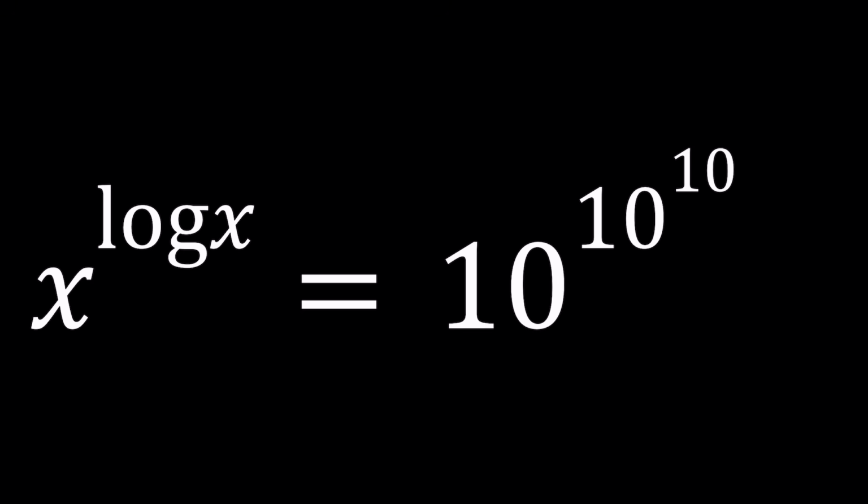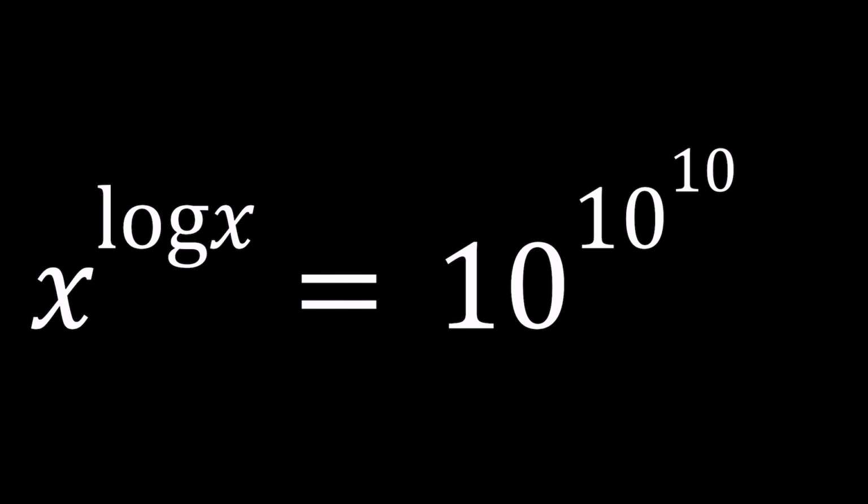Hello everyone. In this video we're going to be solving an exponential equation with logarithms. So you get the best of both worlds. We have x to the power log x equals 10 to the power 10 to the power 10. So it's kind of like a tower of tens. And log x in this case is meant to be base 10, not the natural log like some people think. I don't know why. Some books unfortunately use log for natural logarithm, which should be ln.